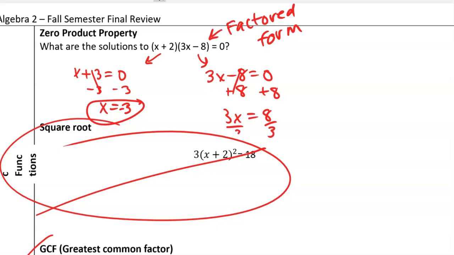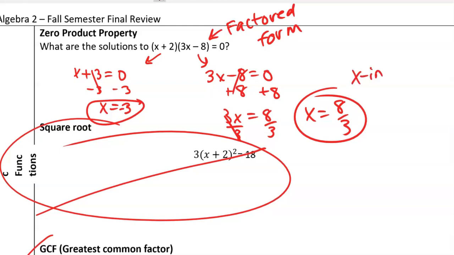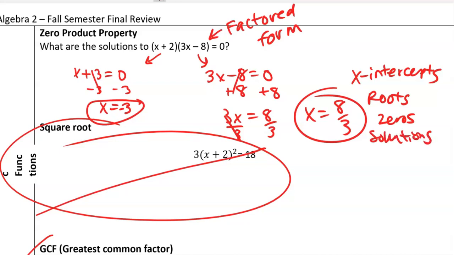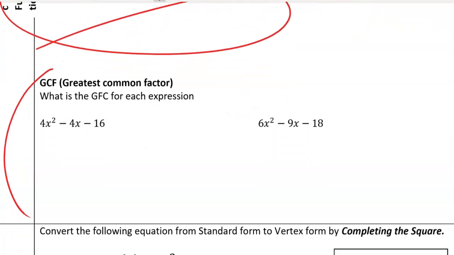and then divide by 3. That's going to give us a fraction. x equals 8 over 3. So those are our two x-intercepts. Some other words for x-intercepts: roots, zeros, or solutions. All right, moving on to the second section here.